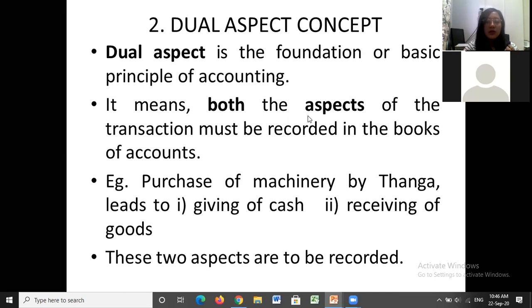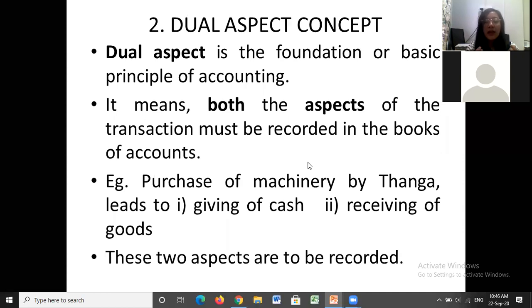So on the purchase of this machinery, there are two things happening that need to be recorded. First is Thanga has given out cash, and second, he has received goods. He has received machinery in return. So dual aspect concept says that these two aspects must always be recorded: cash going out and goods coming in. So these are the two dual aspects that must be recorded when it comes to purchase of machinery.